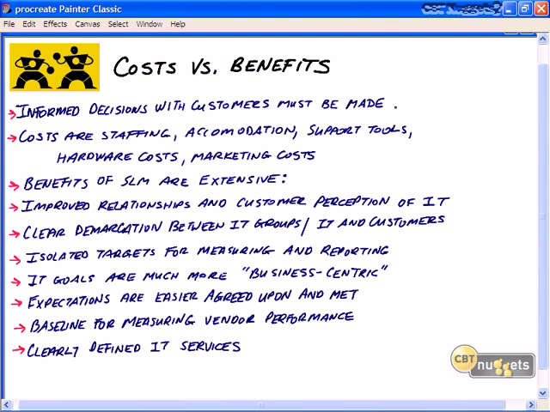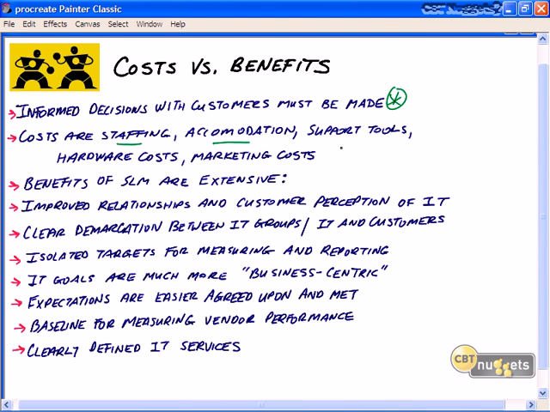First of all, as far as costs are concerned, realize that a lot of research has to be done in advance. A lot of informed decisions with customers must be made. Therefore, the communication channels between you and your customers, between the service providing and the customer service, must be free-flowing and more than adequate. Other costs to SLM are the staffing costs, personnel, accommodation, coming up with specific solutions, specific components and products to meet the needs of the organization and the business.